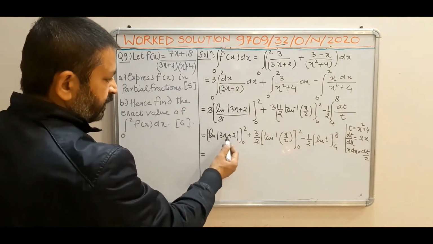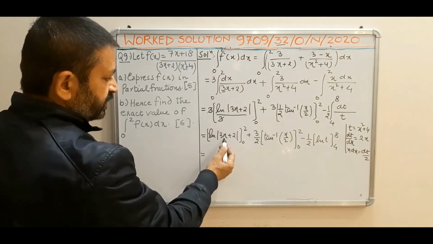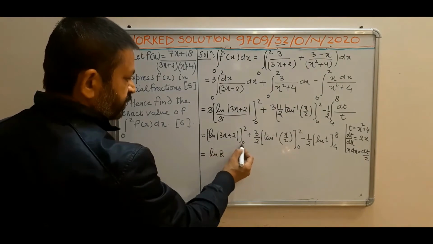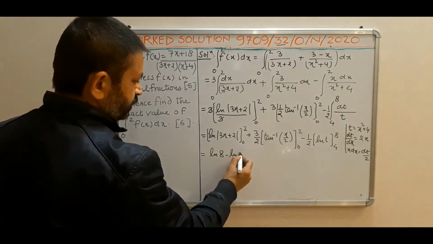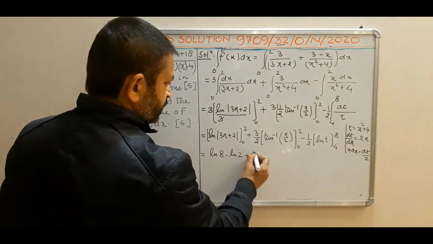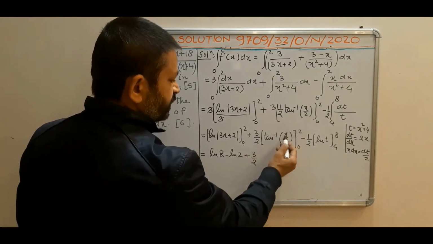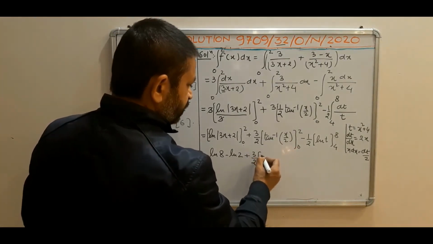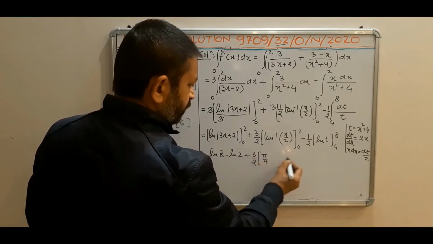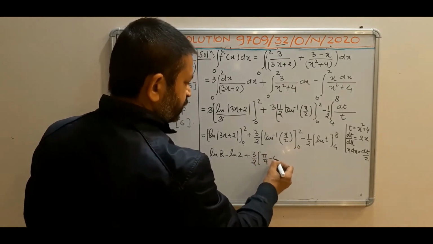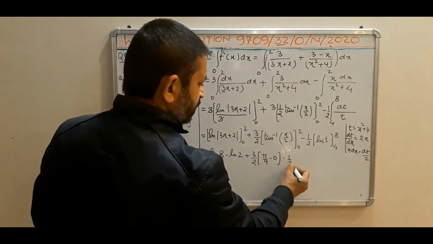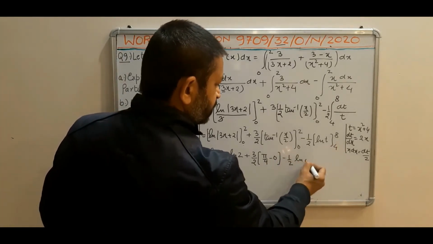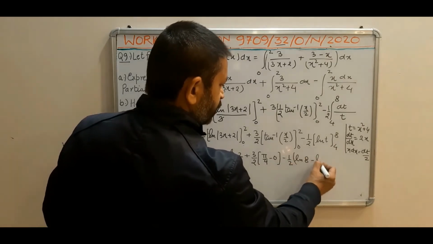First we'll put upper limit, so it will become 3 into 2, 6 plus 2, 8. ln 8, put 0 minus ln 2. Plus 3 upon 2, put upper limit 2, tan inverse 2 by 2, that is tan inverse 1. So tan inverse 1 is pi by 4. Minus, when you put 0, it will become 0 only. Minus half, upper limit 8, minus lower limit 4.